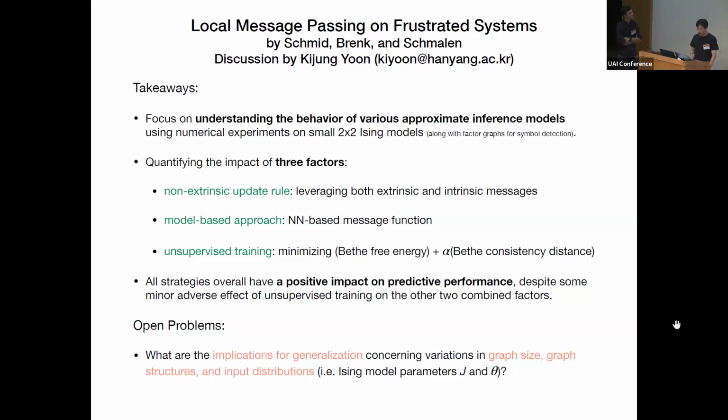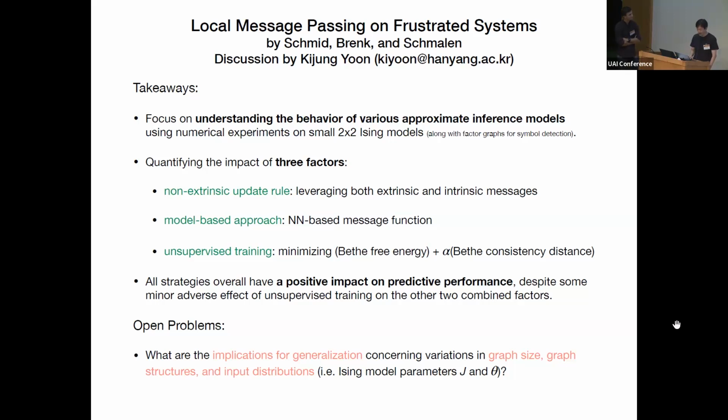So here they proposed minimizing the Bethe free energy combined with the regularization term defined by the Bethe consistency distance during training, which is interesting. So all these strategies actually improve the predictive performance, which is pretty awesome. But there's a tiny catch. The unsupervised training seems to have a slightly negative effect when combined with the previous two approaches.